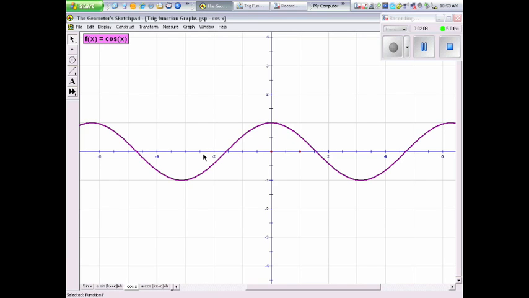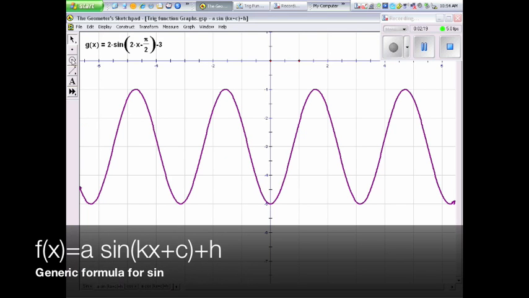there's no way I'm going to be able to graph anything more complicated. Okay, so for example, if you're looking at the bottom, we have a tab which is labeled a sine of kx plus c plus h. Okay, and if I just picked a particular example, this is 2 sine of 2x minus pi over 2 minus 3. And you can see the x-axis is up here.